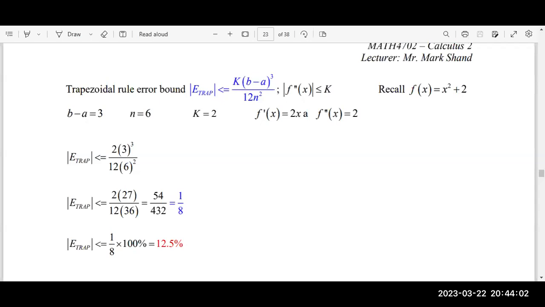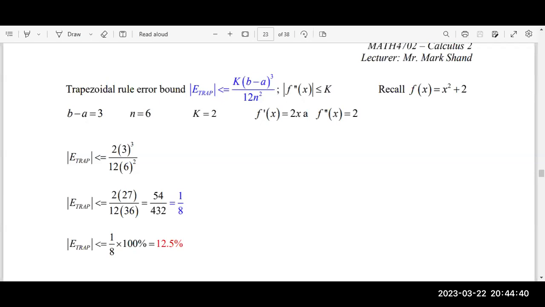All right? So it's going to be K times B minus A raised to the third power all over 12 N squared, such that the absolute value of the second derivative of the function must be less than or equal to K. What was the function? The function was x squared plus 2. All right? Watch me.